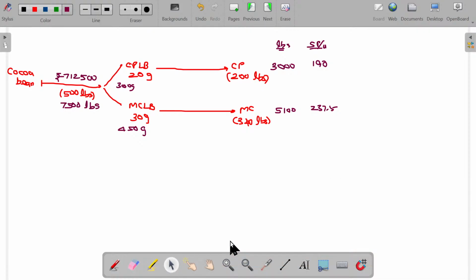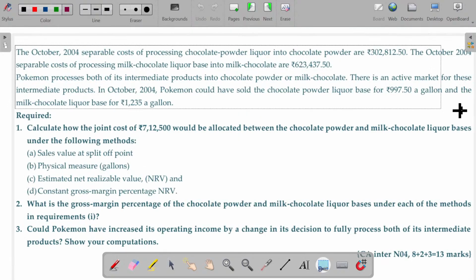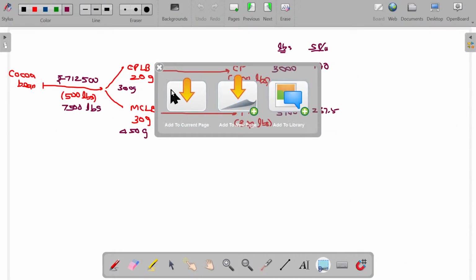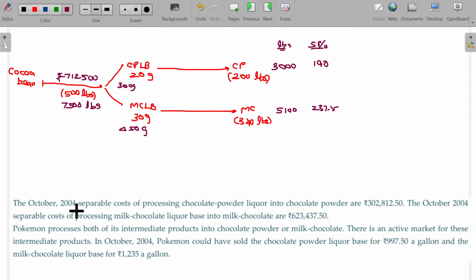Clear? Now, this one. The October 2004 separable cost of processing chocolate powder liquor base into chocolate powder is this much. Further process cost 3 lakhs 2,812.50. October 2004 separable cost of processing milk chocolate liquor base into milk chocolate being 6 lakhs 23,437.5.